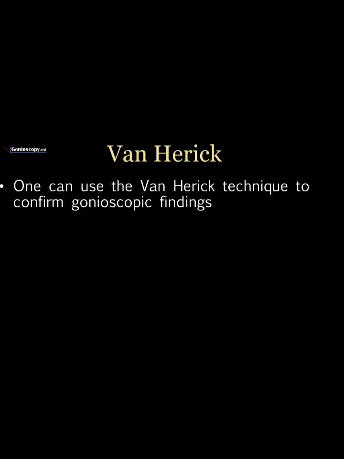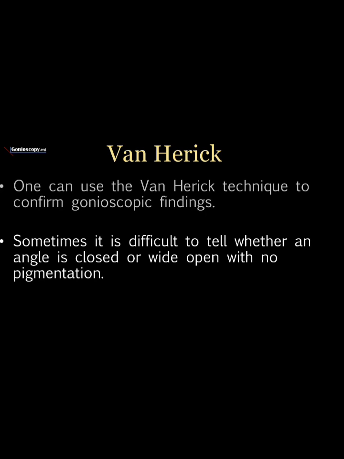One can also grade the angle with the Van Herick test. Really, this should only be used to confirm gonioscopic findings or to get the initial view as you're doing slit lamp examination prior to gonioscopy. But sometimes it's really hard to tell if the angle's closed or if it's wide open and there's no pigmentation. So the Van Herick can help with that.